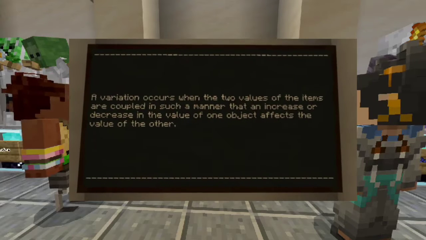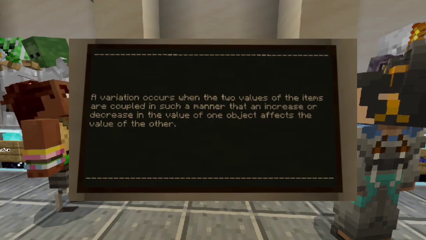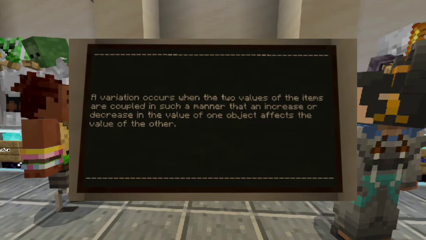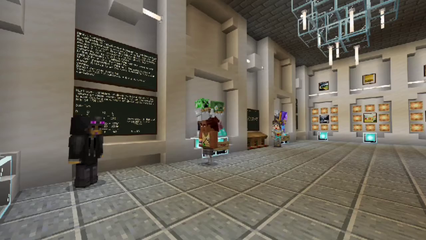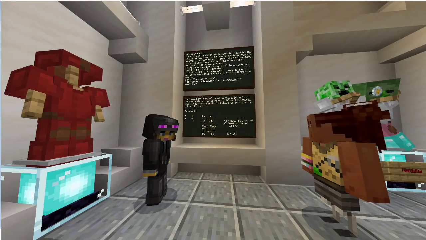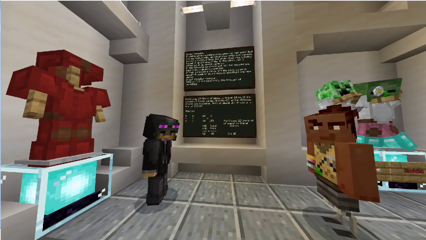A variation occurs when the two values of the items are coupled in such a manner that an increase or decrease in the value of one object affects the value of the other. Here we have Cassandra Ling to explain direct variation.